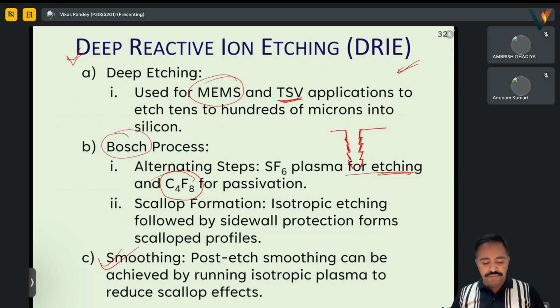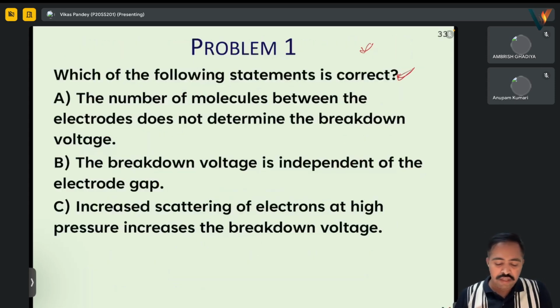So, which of the following statements is correct? The number of molecules between electrodes does not determine the breakdown voltage. So this is the breakdown voltage of the plasma we are talking about. Breakdown voltage is independent of the electrode gap. Increased scattering of electrons at high pressure increases the breakdown voltage.